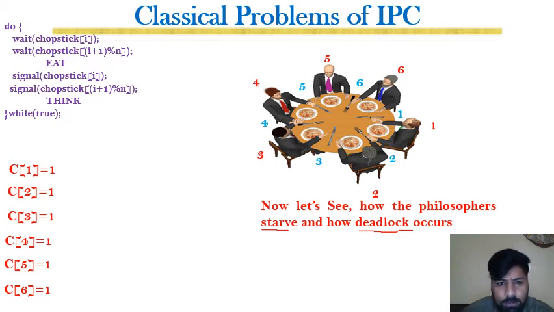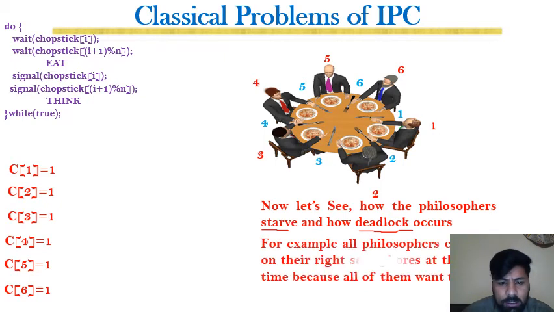So for example, at this moment, all philosophers issue wait on their right chopsticks. Philosopher 1 calls wait on chopstick number 1. Similarly, philosopher 2 calls wait on chopstick number 2. Philosopher 3 calls wait on chopstick number 3, and philosopher 4 calls wait on chopstick 4, and similarly all of them are calling the chopstick to their right.